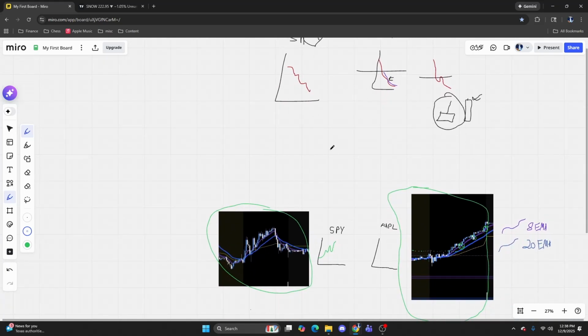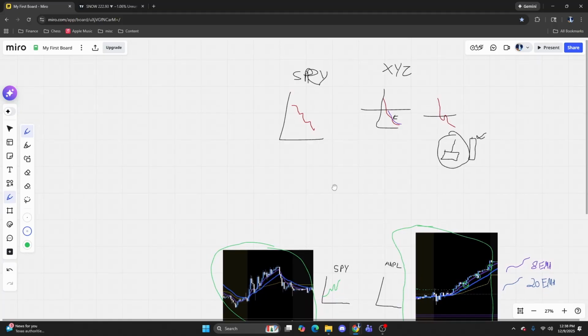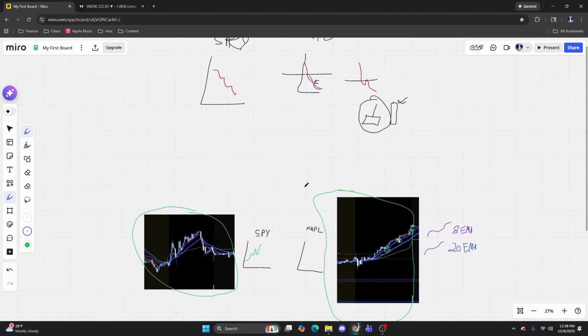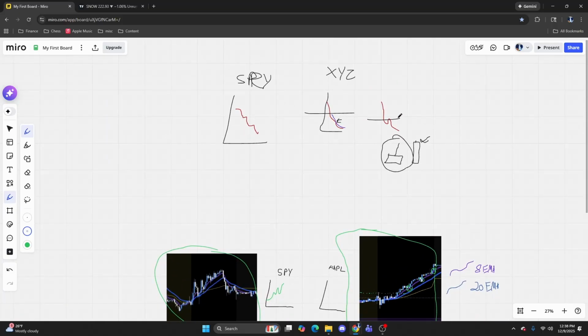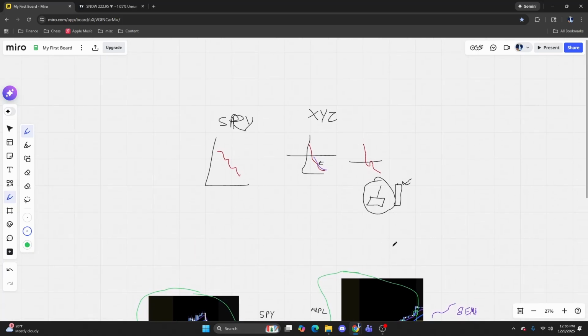So that is just a beginner-friendly way of looking at the strategy. You just look for a level retest or an EMA retest, and then you just ride it up. It is very simple.